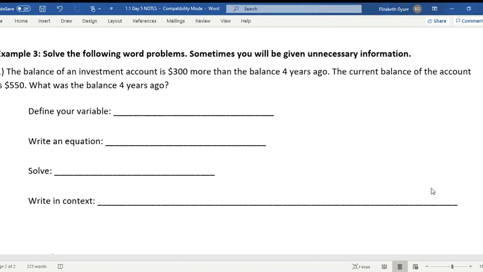Where do we see some important numbers that are going to help us solve the problem? $300 is important. What else? Is there a number that's not important? It's there, but it doesn't really help us. 4 years ago, does it matter that it was 4 years ago? No. So I would X that out. Don't let that confuse you. What's another important number? 550, that's our current balance, right?